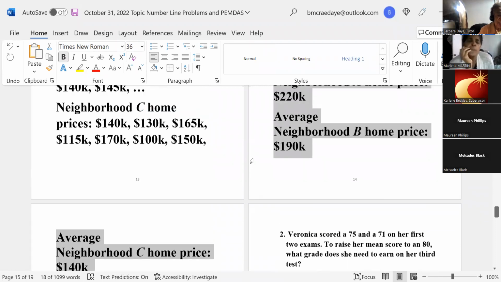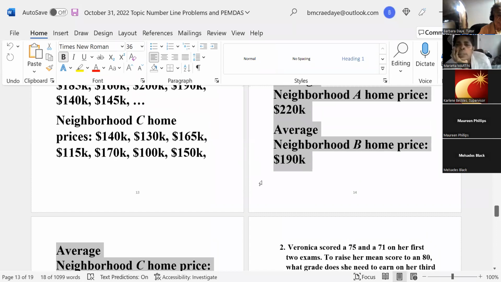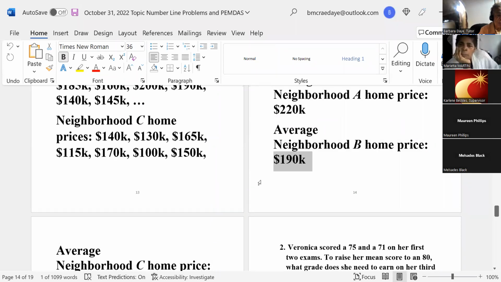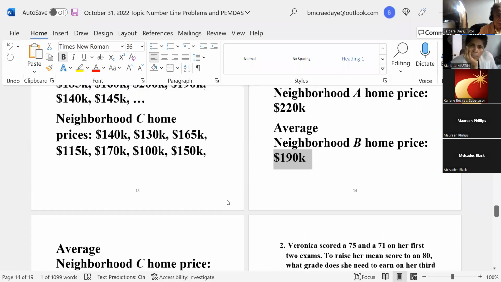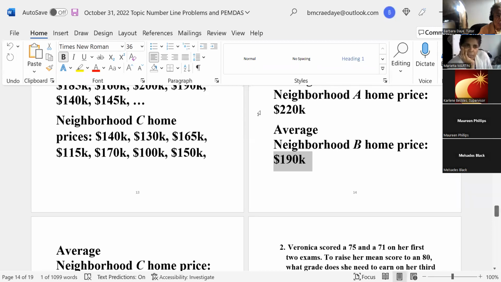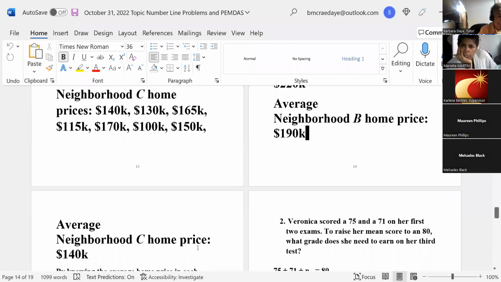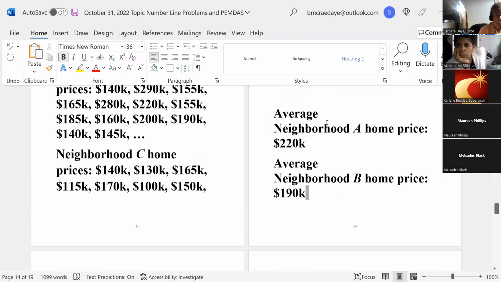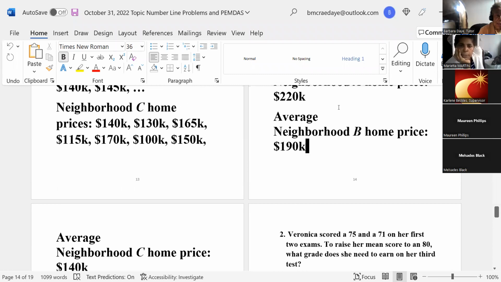Since the most they can spend is 150,000, Marietta, which neighborhood do you think they would pick? A, B, or C? A is 220,000, that's the average or mean. B is 190,000. C is 140,000. Which one would they pick? C. That's right, because that's closer to what they can afford, 150,000. B is out of their range, 190, and so is A, right? So that's what we mean by mean.